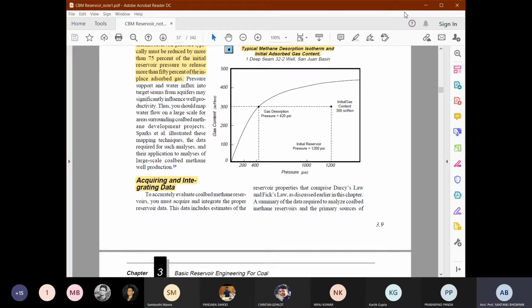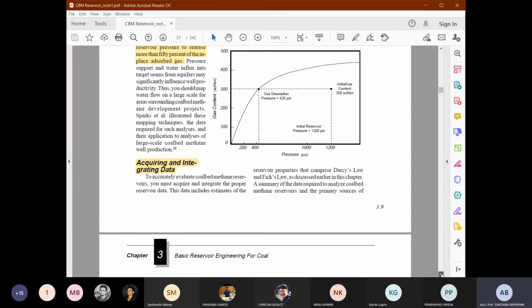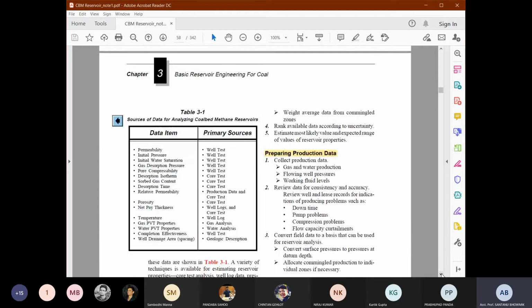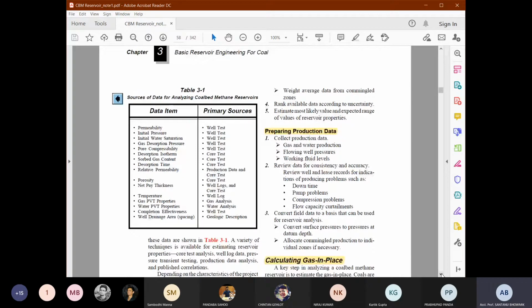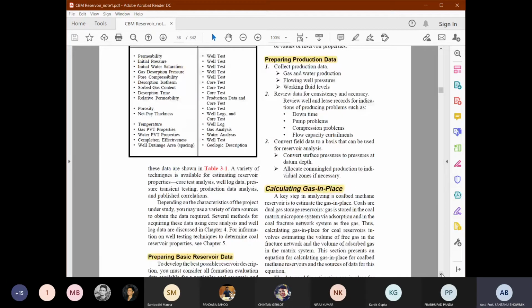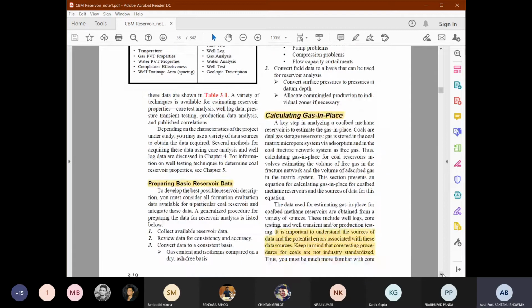So, in continuation of yesterday's class, today we'll be starting with acquiring and integrating data. Acquiring or integrating data means, as I mentioned, what data you need to collect. If you read this text, in 2-3 pages they have discussed in detail what data you need to collect for production, for preparing the basic reservoir data, because you know that the production data is always going to depend on some of the basic reservoir data and obviously some of the production parameters.